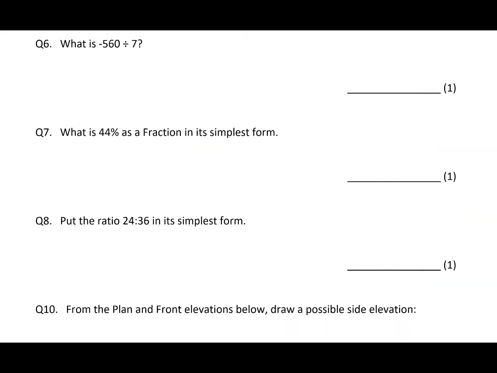Question 6. What is minus 560 divided by 7? So don't forget the minus sign. Just put that on your answer line for now and just do 560 divided by 7. 7 doesn't go into 5. 7 goes into 56 8 times because 7 eights are 56. 7 doesn't go into 0. Therefore, the answer is minus 80. 1 mark.